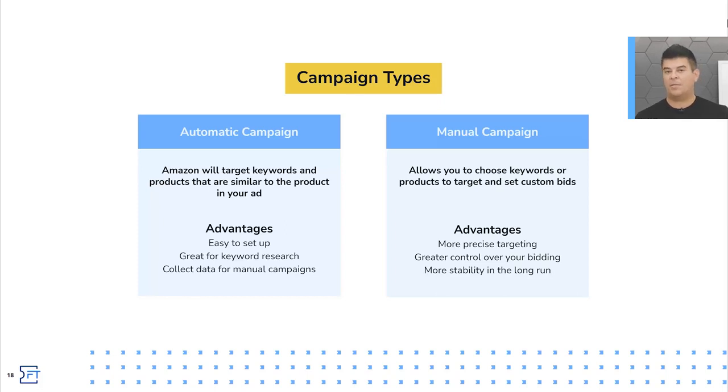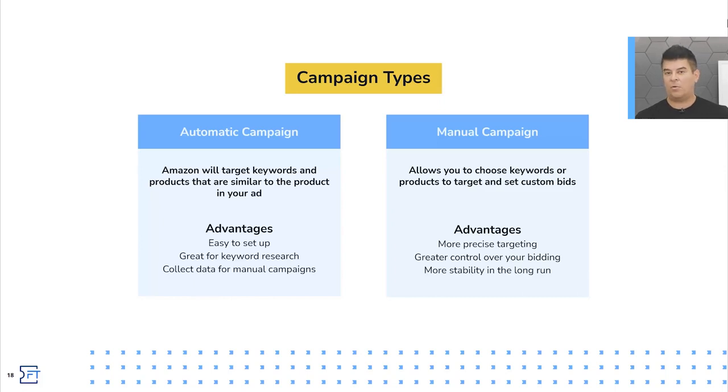Your manual campaigns are just as they sound. It's a manual process. You actually have to tell Amazon which keywords you want to bid upon, and it allows you to make that choice and distinction, or even choose ASINs. You can tell Amazon which ASINs to use to show on different product detail pages. And you can also set custom bids, of course, for those particular keywords or ASINs. So the advantage of this is simply that it's a more precise way of targeting the keywords or ASINs that you're going to be bidding on.